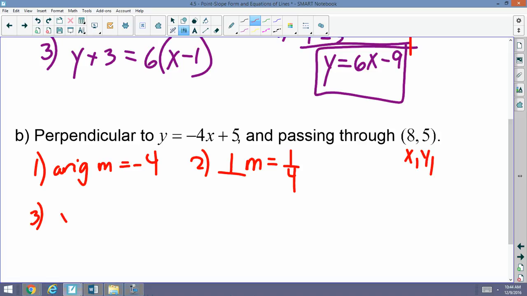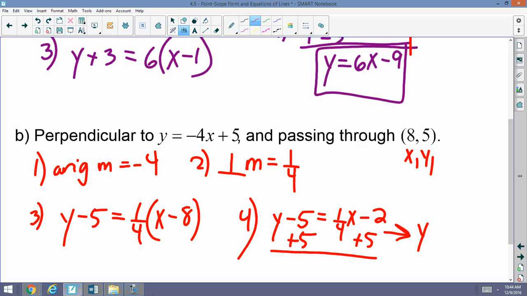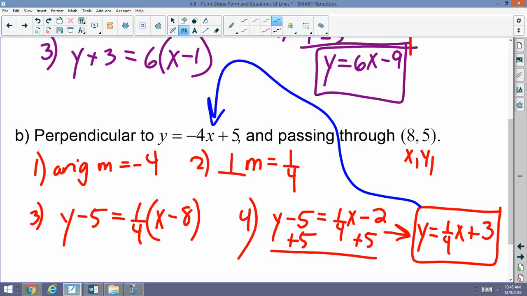So step 3, y minus y1 equals m times x minus x1. That's point slope form. But usually when we're working with graphs and equations and functions, we want it in slope-intercept. So I've got y minus 5 equals 1/4 times x minus 2, plus 5 to both sides. So y equals 1/4 x plus 3. And that line is perpendicular to this line, and it's going through this point.